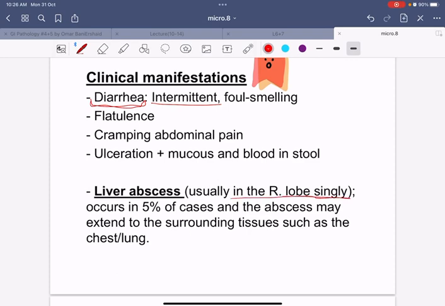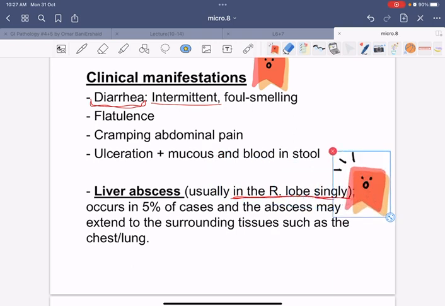And this is a very important topic. It occurs in about 5% of the cases and may extend to the surrounding tissue, such as the chest. It may rupture to the chest, to the lungs nearby.